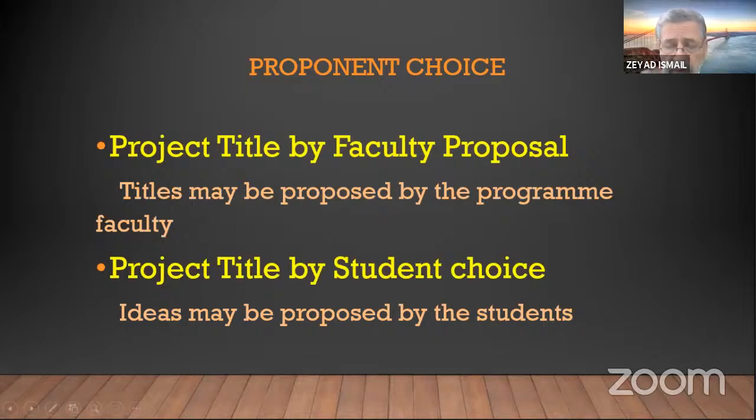For the proponent choice, the project title may be proposed by the faculty. This is one side: the project is proposed by one of the faculty in the program, and then the student chooses it. Or, as most of our students work in industry or in factories, they can bring their own problem to work on, in order to modify whatever they have in their work, or they may have some ideas to propose to the program head, program committee or coordinator.